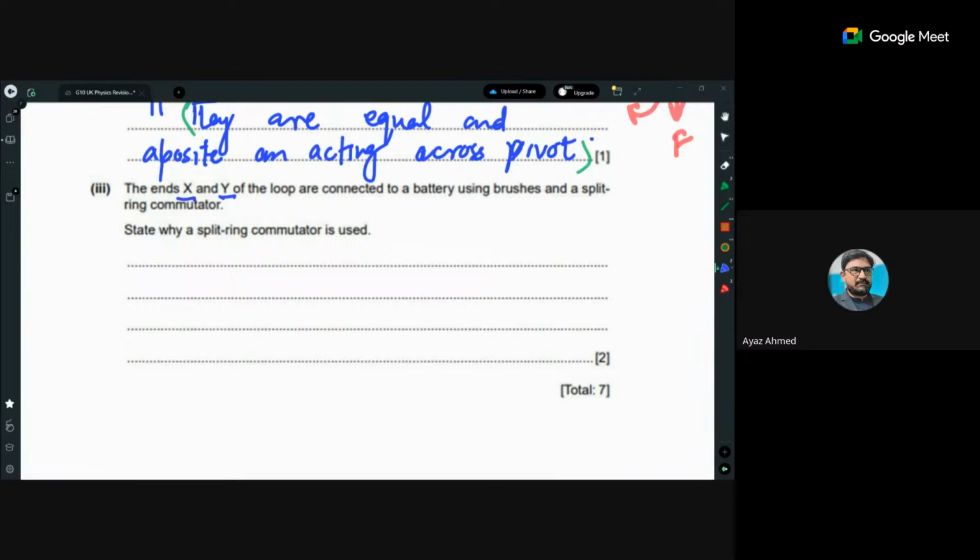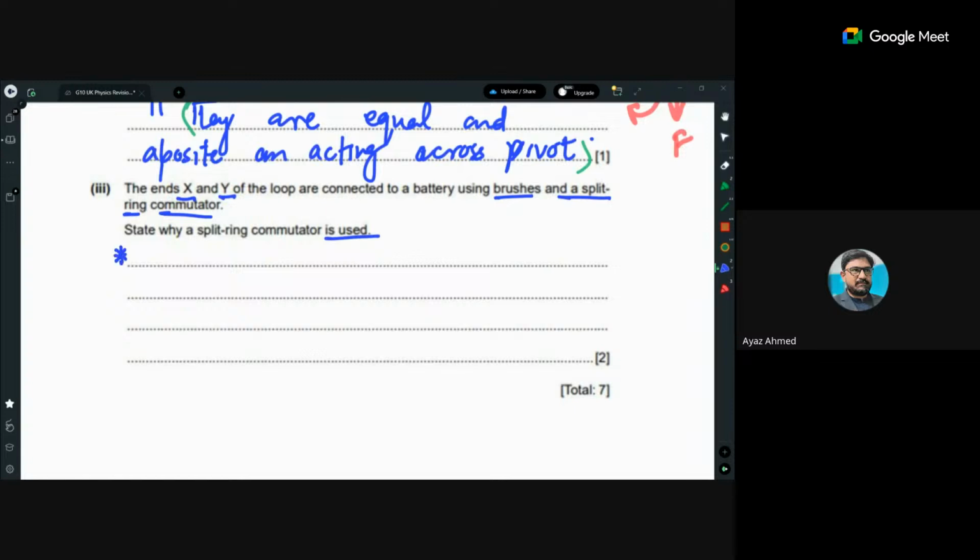The ends X and Y of the loop are connected to a battery using the brushes and the split ring commutator. State why the split ring commutator is used. So why do we use a split ring commutator? We have just gone through that question time and again.